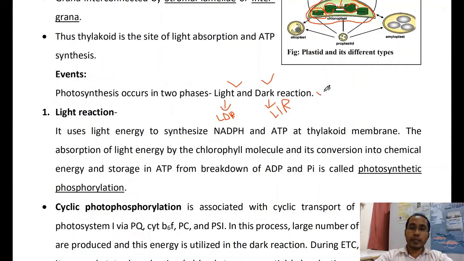In this case one question can come: whether, during the dark conditions, the light dependent reaction is possible. Yes, the light reactions going on can also be possible during dark conditions, because it is light independent. It can be possible under the light or without light. Both can be possible in the case of light independent reactions. So in the light reaction, what is happening? It uses the light energy to synthesize NADPH and ATP at the thylakoid membrane.